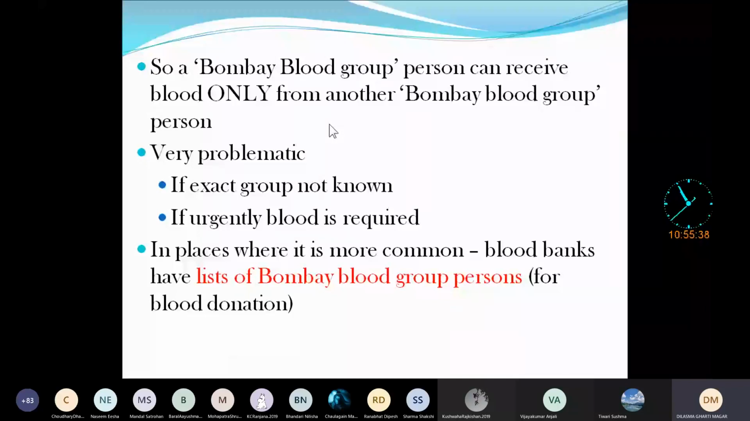The first sentence, that one. So a Bombay blood group person can receive blood only from another Bombay blood group person.